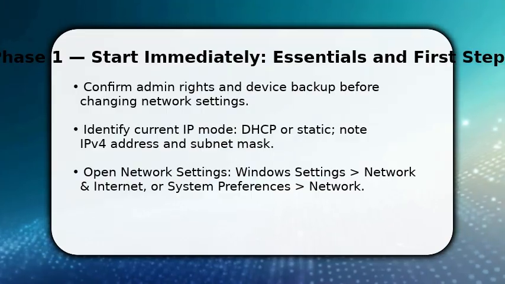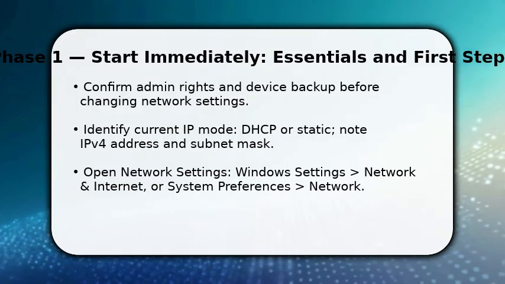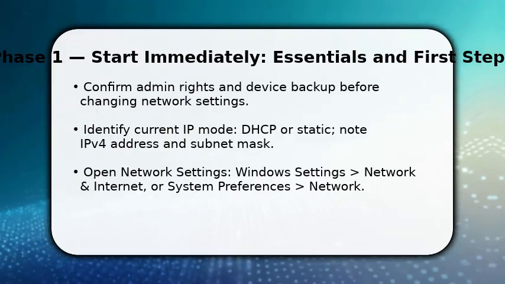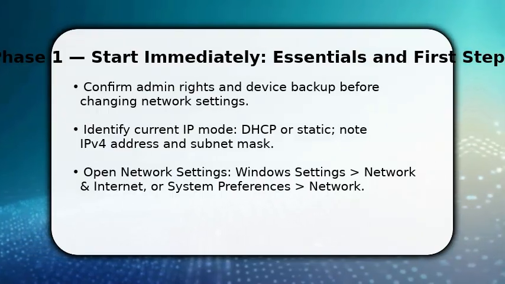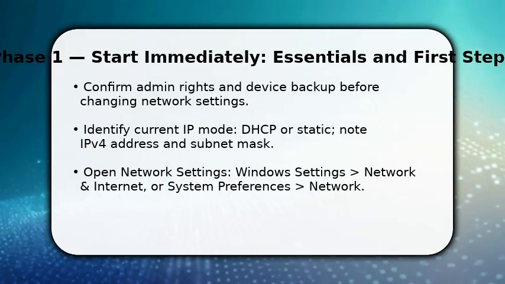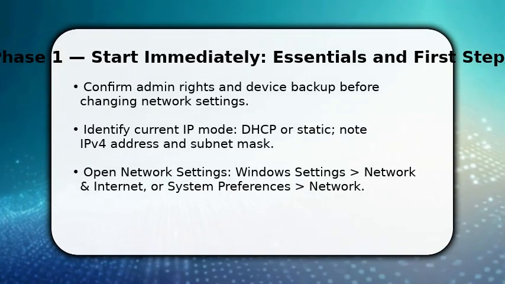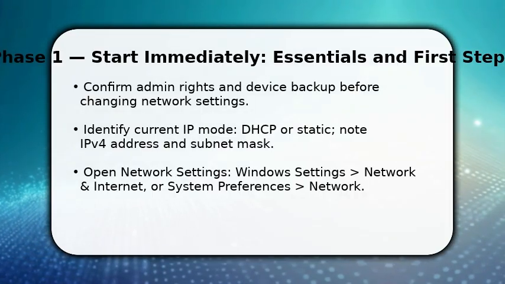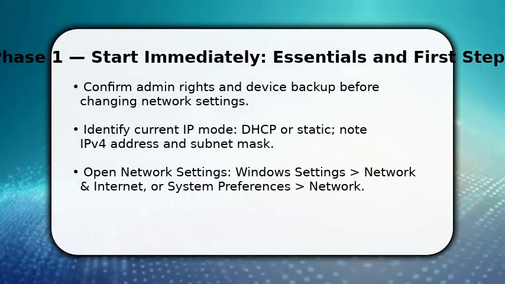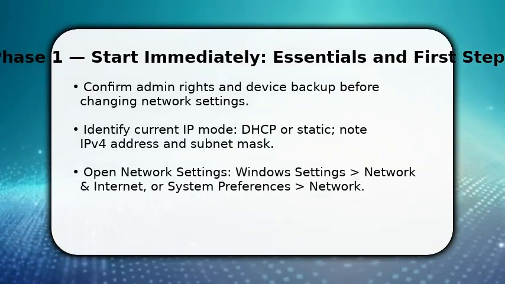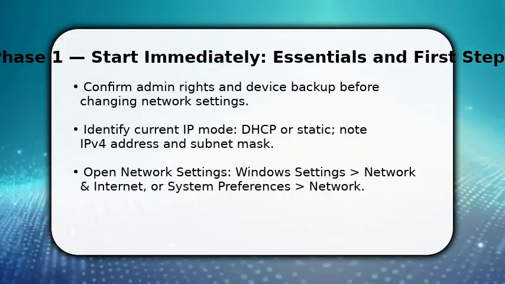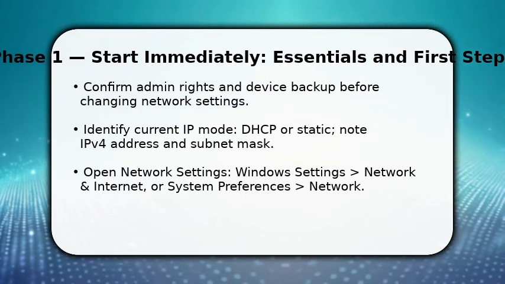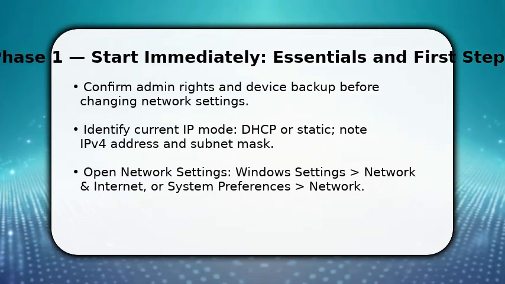You start by confirming you have admin rights and a backup. This prevents lockouts. Next, check whether your interface uses DHCP versus static addressing and write down the IPv4, subnet mask, gateway, and DNS shown. Then open the appropriate network settings panel: Windows, Settings > Network and Internet; macOS, System Preferences > Network. Once there, select the active adapter so you're ready to change the IP configuration without guessing values or losing connectivity.